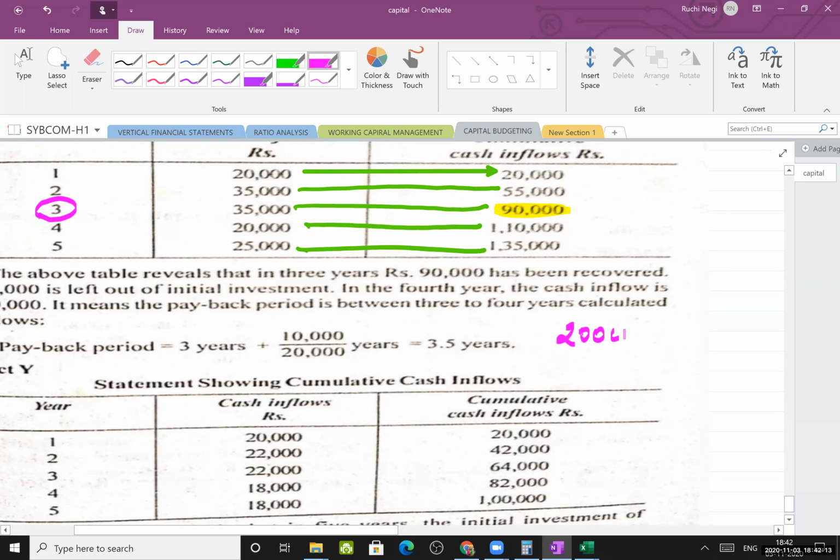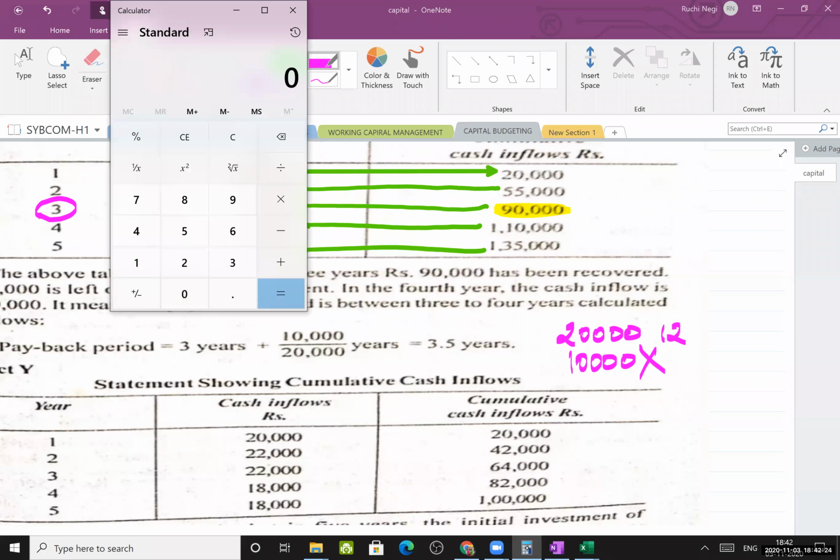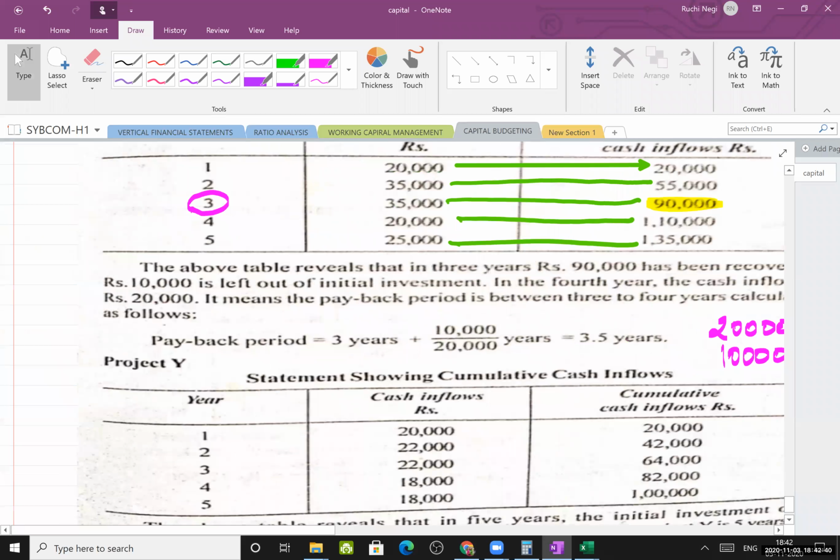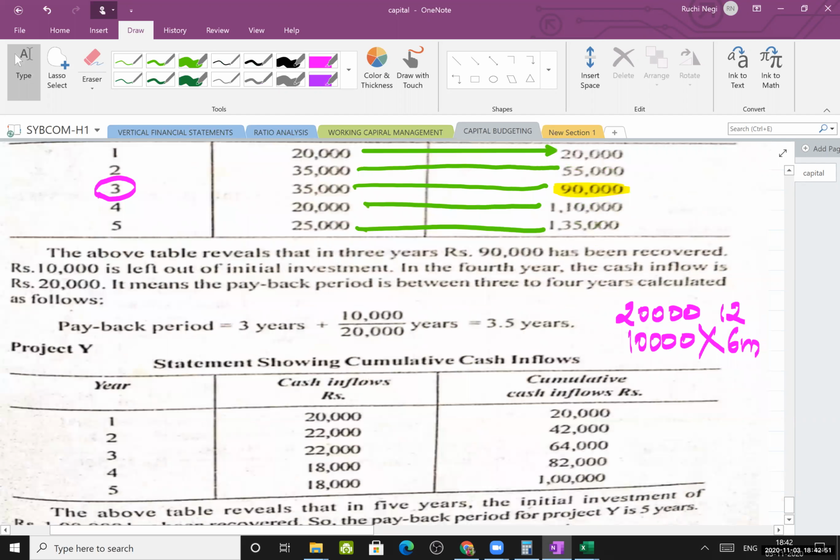So 20,000 is for 12 months. So my difference is only 10. So for 10,000, how much? Cross multiply: 10,000 into 12 divided by 20. So 6 months. So my payback answer is 3 years and 6 months.